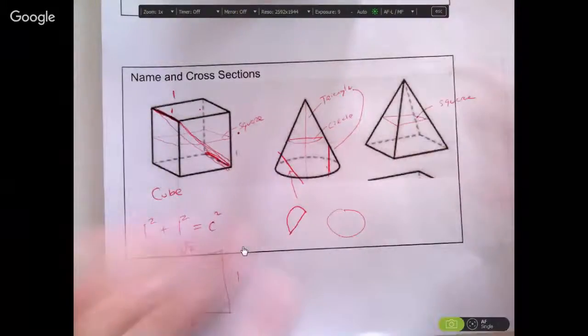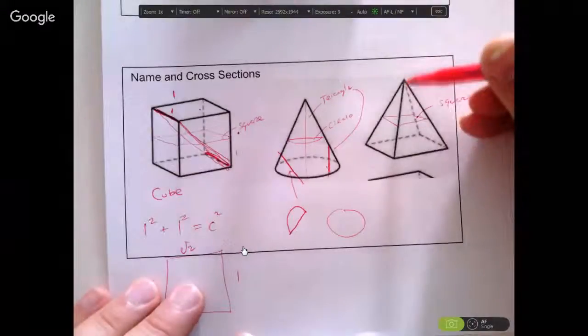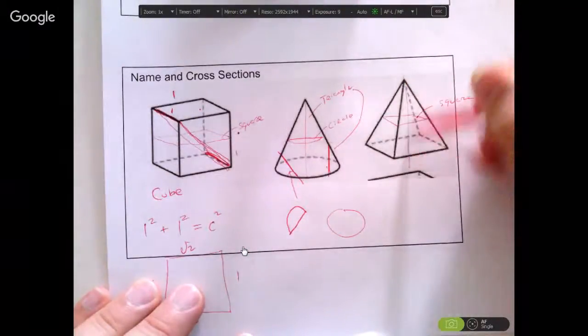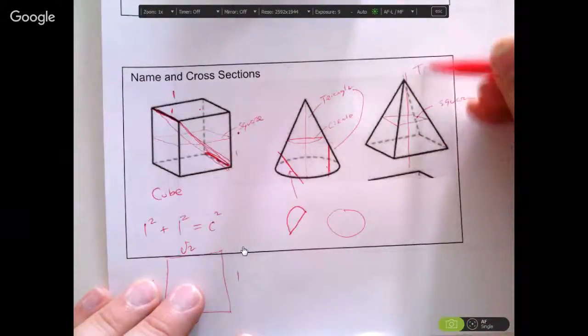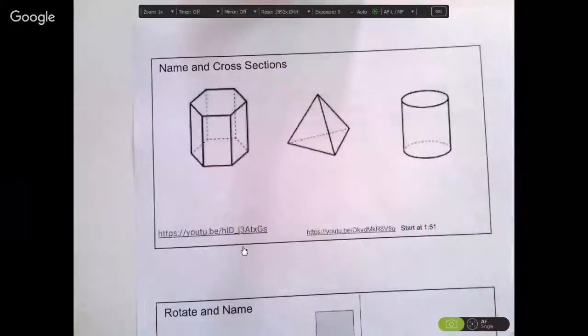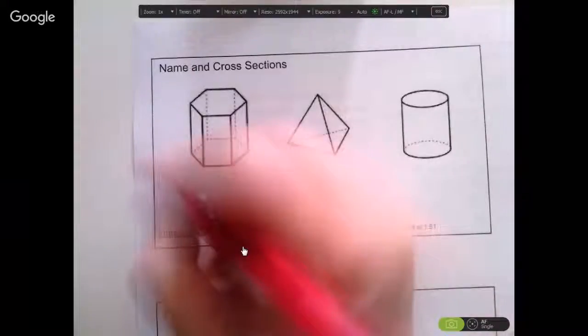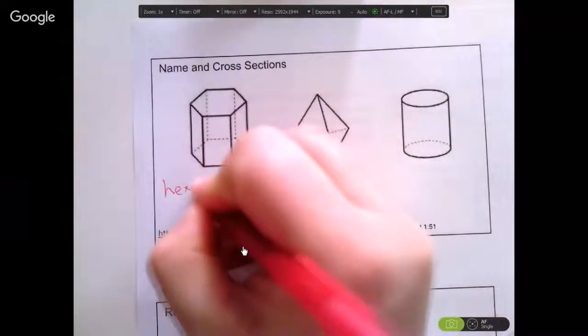Okay? And then this one, I would hope that we can see that if we cut this right through the middle, that it's a what? Triangle. Okay. That was all I got. So name it. What is this one here? Hexagonal prism.